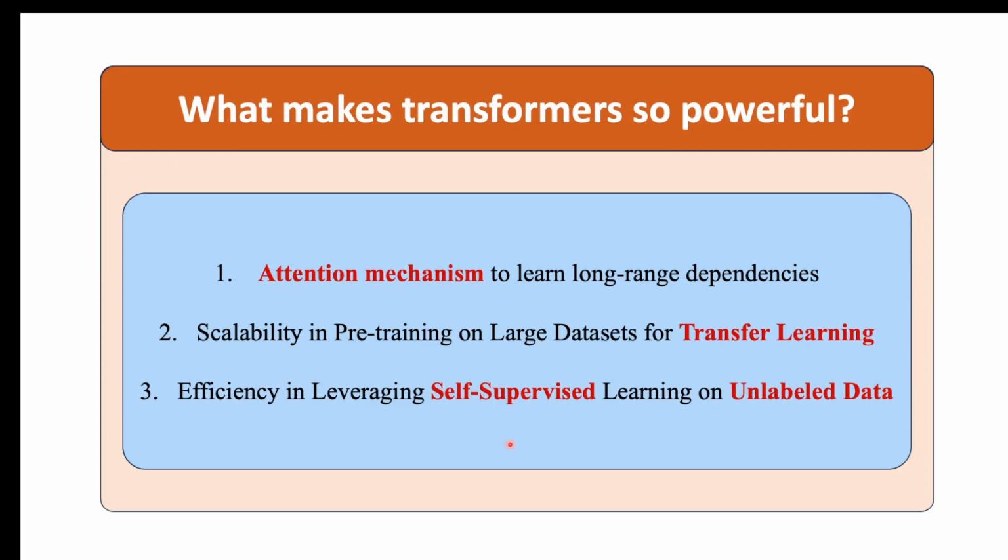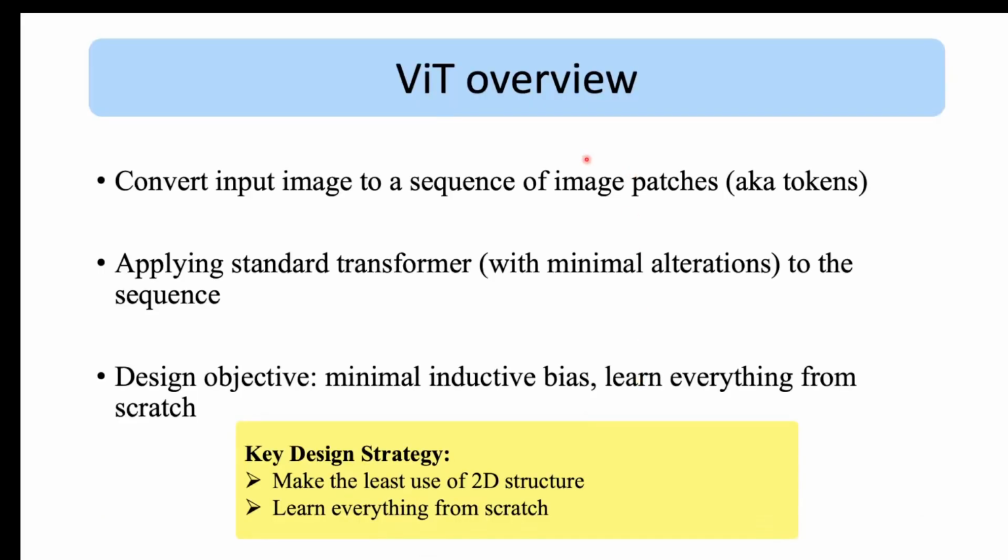To understand the importance of this, typically we have a limited amount of training data for most applications, but there is a massive amount of unlabeled data. So self-supervised learning is useful to leverage unlabeled data for pre-training. Now let's start with an overview of ViT. Given an input image, ViT makes a sequence of image patches by splitting that image into some patches, and then it applies the standard transformer to the sequence.